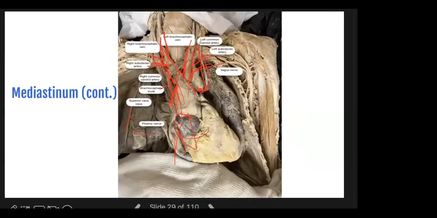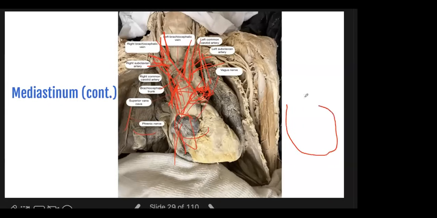The pulmonary trunk is to the left of the aorta, right here. So this is the left side. This is the aorta, on the right side. All right, this is over here. Let's just make a better drawing.